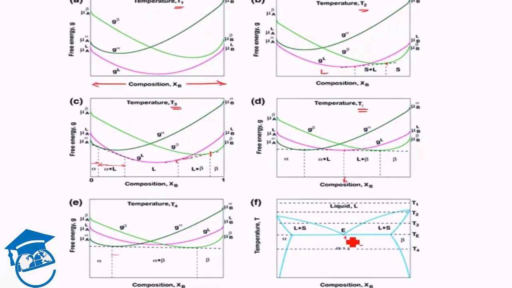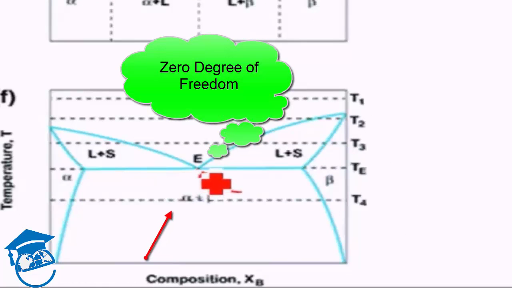Just to round it up, this is the invariant point, which has 0 degrees of freedom and where 3 phases coexist.